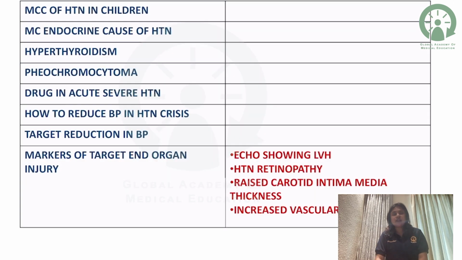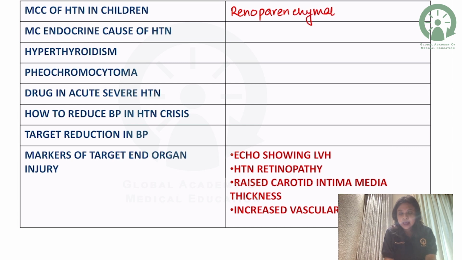Now coming to some one-liners from hypertension. Most common cause of hypertension in children, right? Remember, it is reno-parenchymal, which is more important than renovascular. In all the cases, we need to go for ultrasound KUB with Doppler, because we need to see the changes in the kidney, the texture of the kidney, the corticomedullary differentiation, etc., and also the blood vessels.